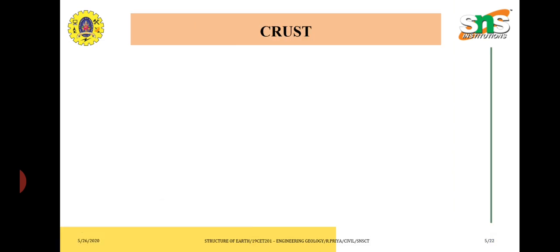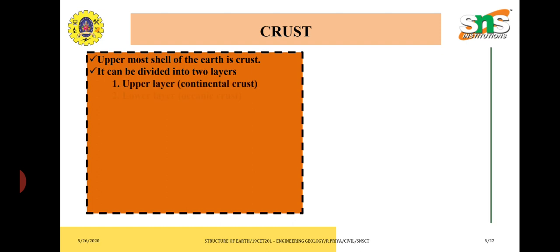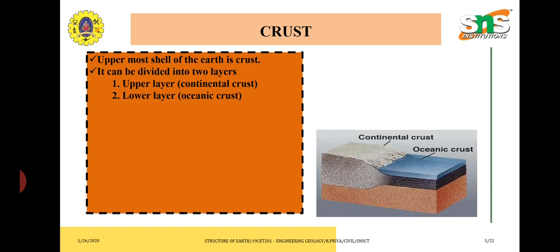Coming to the crust. What is meant by crust? The uppermost shell of the earth is known as the crust. It is divided into two layers. The upper layer is known as the continental crust, which consists of the land part. The lower layer is known as the oceanic crust, which consists of the ocean.